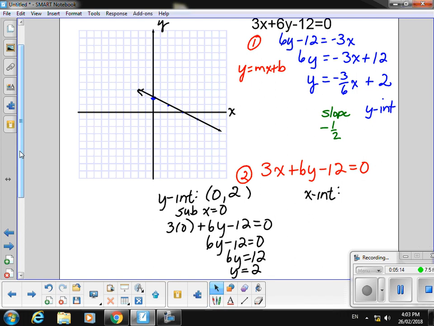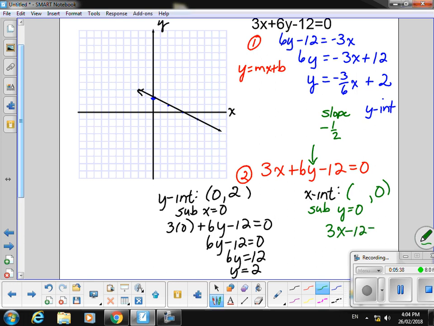For the x-intercept, that's when the y value is 0. So I'm going to have a point that looks like that. For the x-intercept, I'm going to substitute y equals 0. If I put a 0 right here, that 6y is gone. 6 times 0 is 0. It's gone. So I would be left with 3x subtract 12 equals 0.